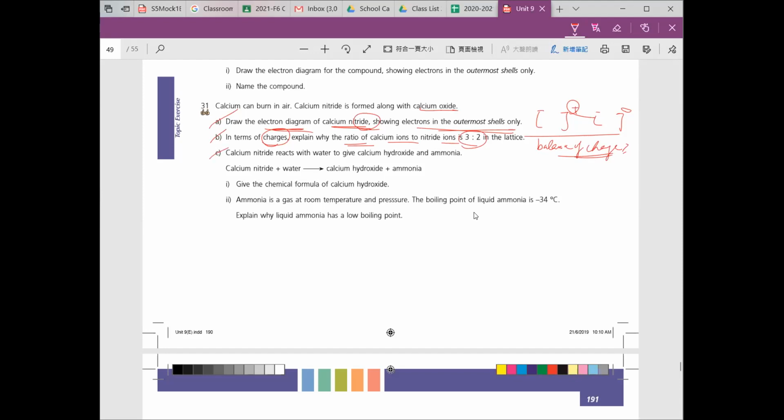Part C, calcium nitride reacts with water. The chemical formula of calcium hydroxide is easy, right? Ammonia is a gas.